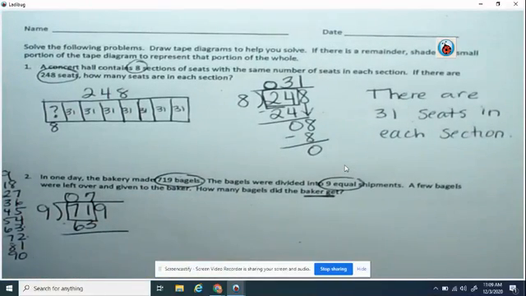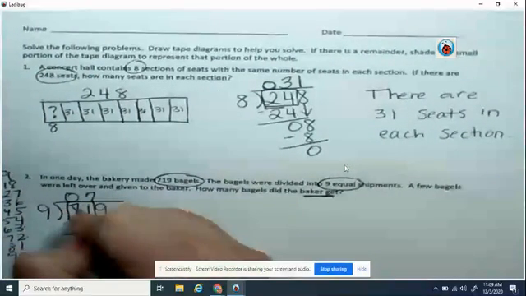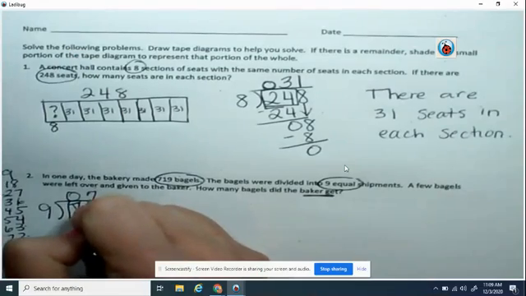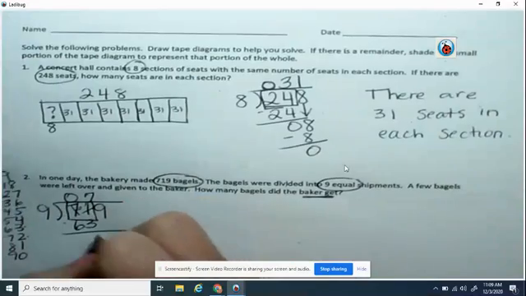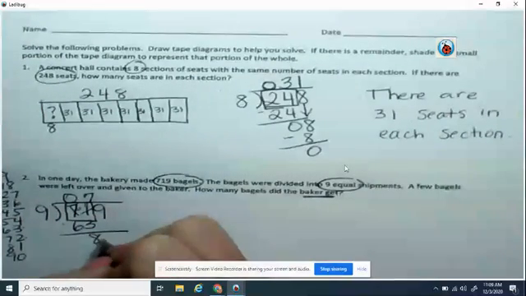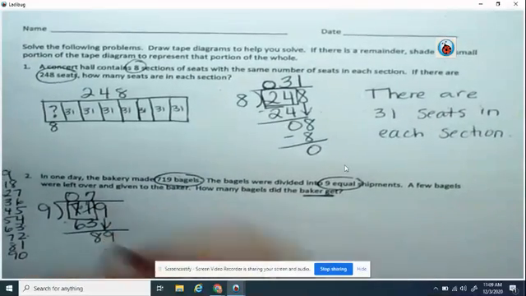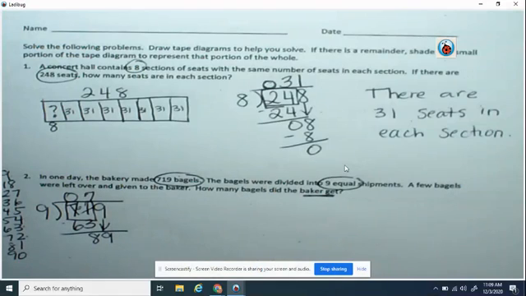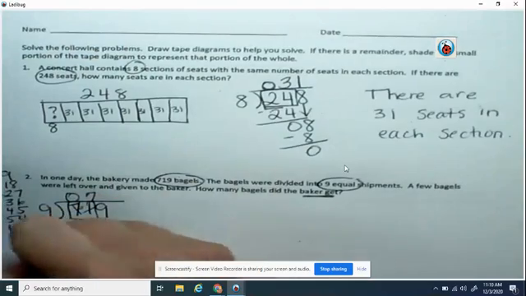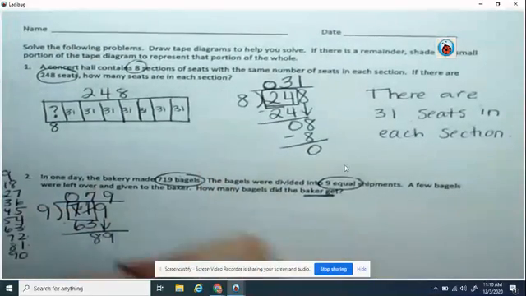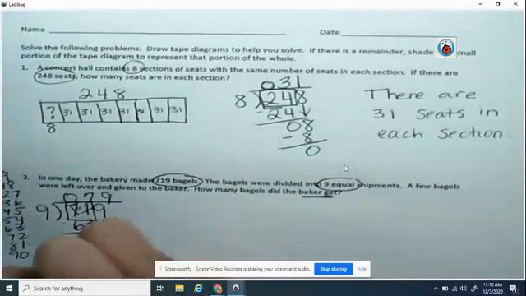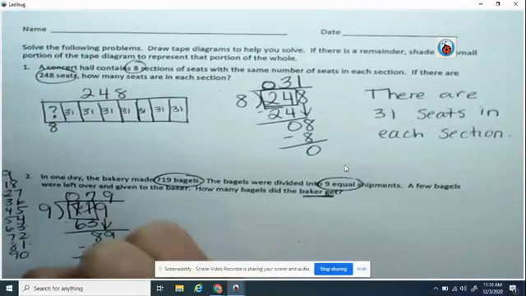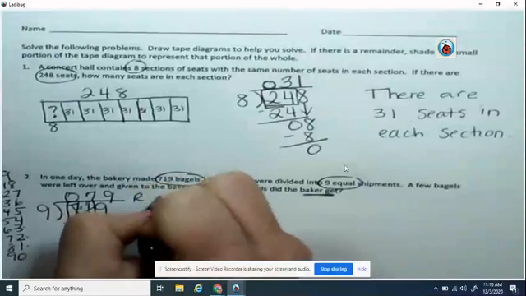71 minus 63. Okay, 11 minus 3, 11, 10, 9, 8. 11 minus 8, 6 minus 6 is 0. So I've got 8 here. Bring down the 9. 9 times what is as close as I can get to 89? Well, 9 times 9 is 81. That's as close as I can get. So 9 times 9 is 81. That means I'm going to have 8 bagels remaining.